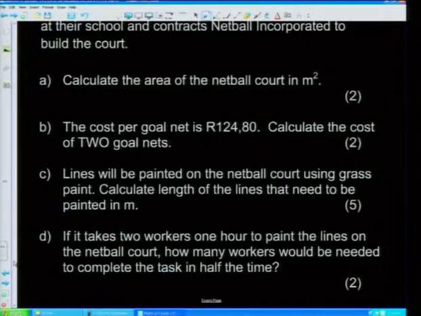Calculate the area of the netball court in meters squared. We're going to be told that the cost per goal net is 124 Rand 80. Calculate the cost of 2 goal nets. Lines will be painted on the netball court using grass paint. Calculate the length of the lines that need to be painted in meters. If it takes 2 workers 1 hour to paint the lines on the netball court, how many workers would be needed to complete the task in half the time?